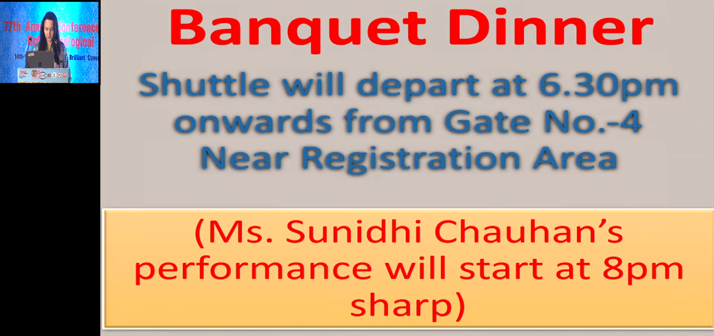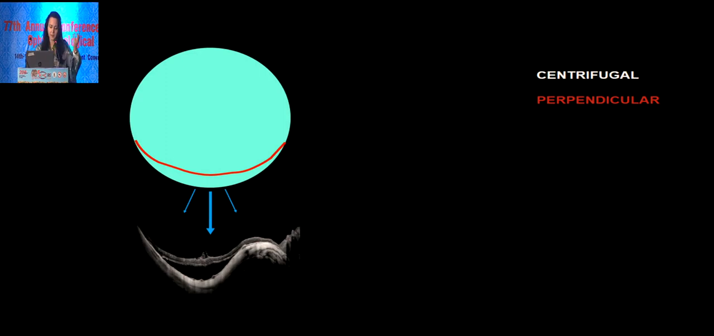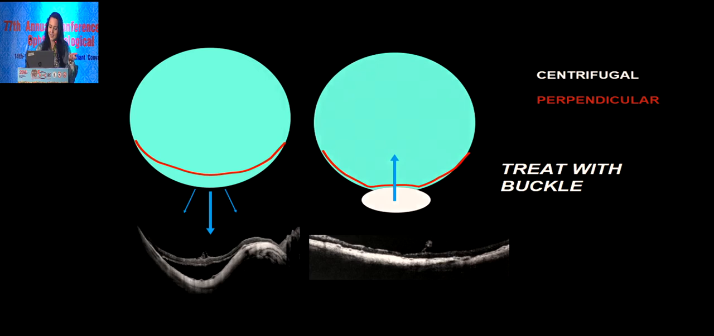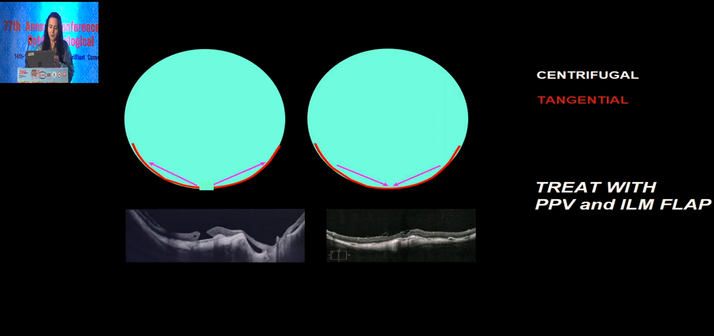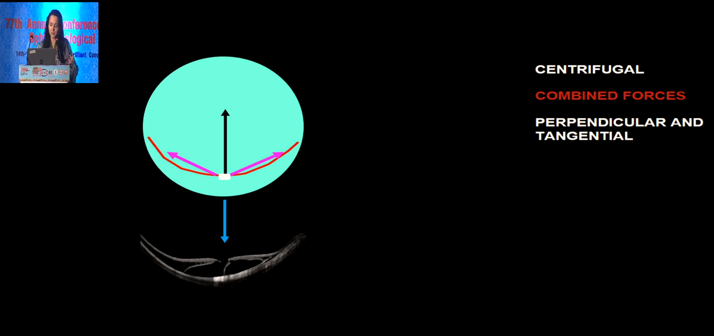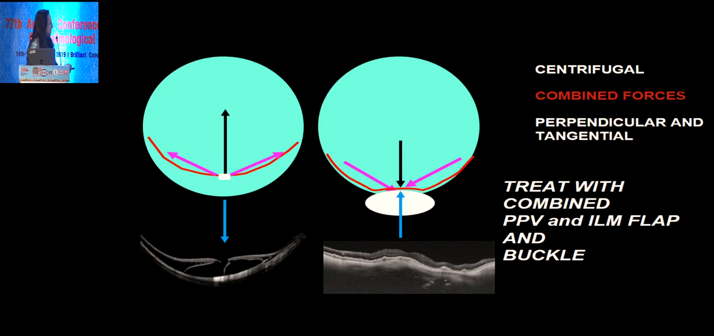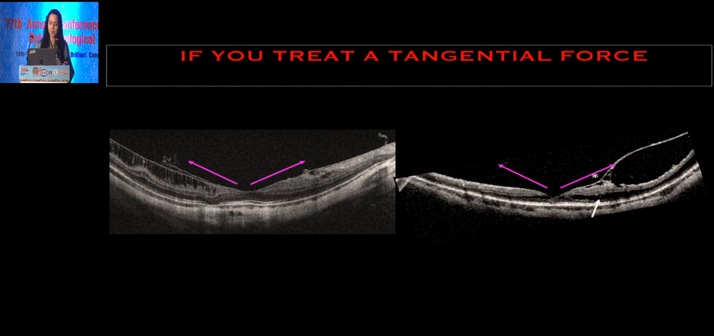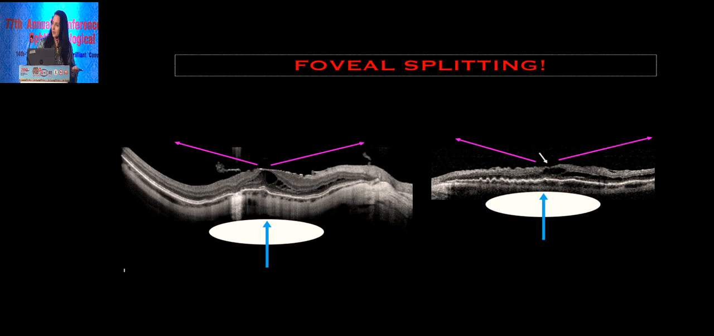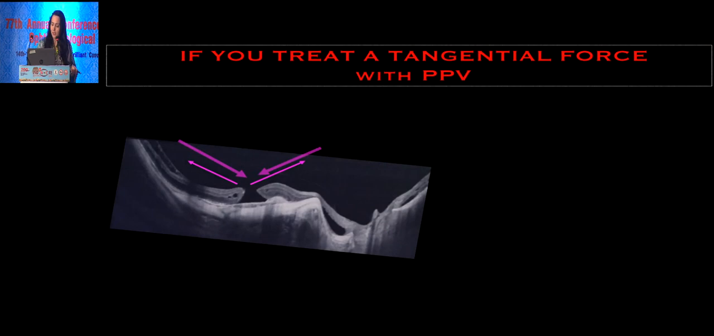So the message was, if you have a perpendicular force, you should push to treat it. And if you have a tangential force, you should peel and act on the fovea through pars plana vitrectomy. And if you have combined forces, you should combine the treatment with the macular buckle and with the vitrectomy. And that was the meaning, because I have tried the opposite. If you treat tangential force with the buckle, you split the fovea. So it's wrong. It's really wrong. And if you have tangential traction, you have to peel. You have to do the pars plana vitrectomy and close the hole.